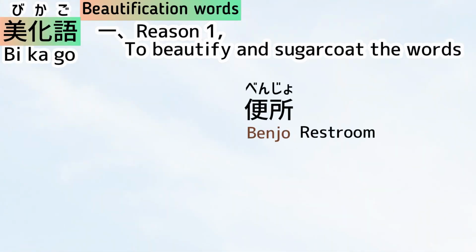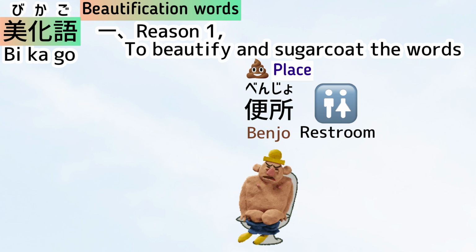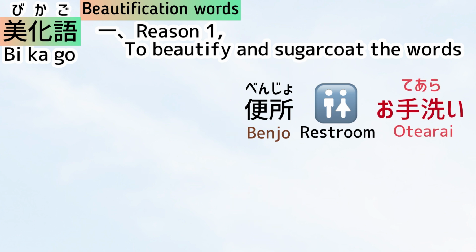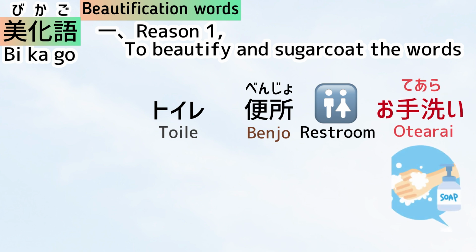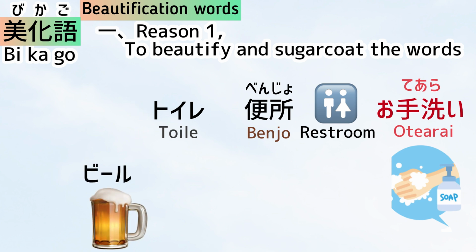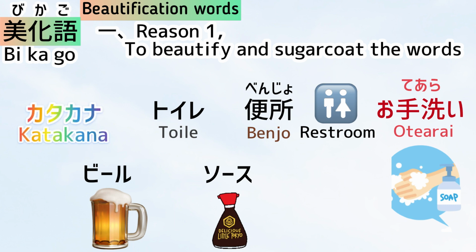Next example word, benjo, restroom. This kanji, ben, means feces. And this one means place. So benjo literally means place to poop, which is not a classy word. But obenjo is not very commonly used. Otearai or toire are more common. Tearai literally means washing hands. Otearai refers to restroom. But otoire is a wrong polite word, because there is a rule that you should not add o or go to gairaigo, foreign words, like toire, biru, sosu. These are written in katakana.